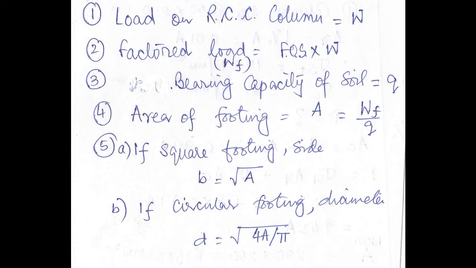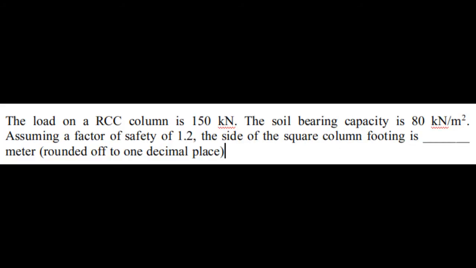Next we will discuss one GATE question, on how to solve the design of the footing or find the side of a footing. Let us see a past GATE question. The load on a RCC column is 150 kilonewton. The soil bearing capacity is 80 kilonewton per meter square. Assuming a factor of safety of 1.2, the side of the square column footing is dash meter, within bracket rounded off to 1 decimal place.